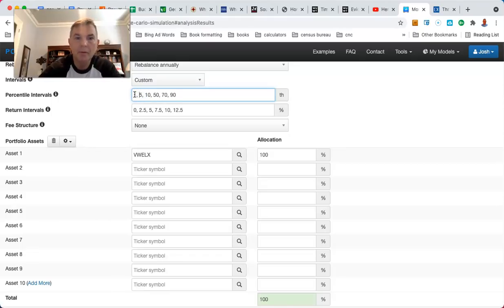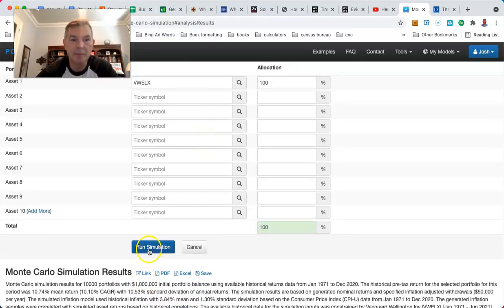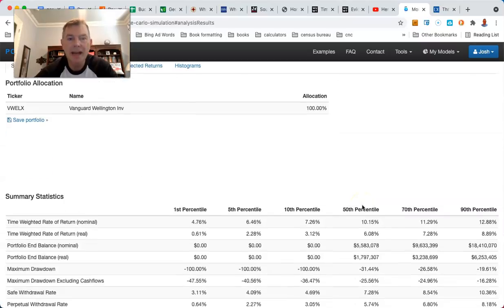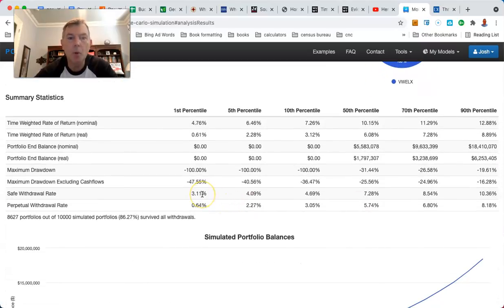I think that's fun. Let's just do one. Oh man, I could play with this all day long, all night. Here you can take a 3.1. See, that's the thing about the safe withdrawal rate. It's like 3.11 in the 1st percentile. Yes, you ran out of money one time out of 100. That's just not that big of a deal.